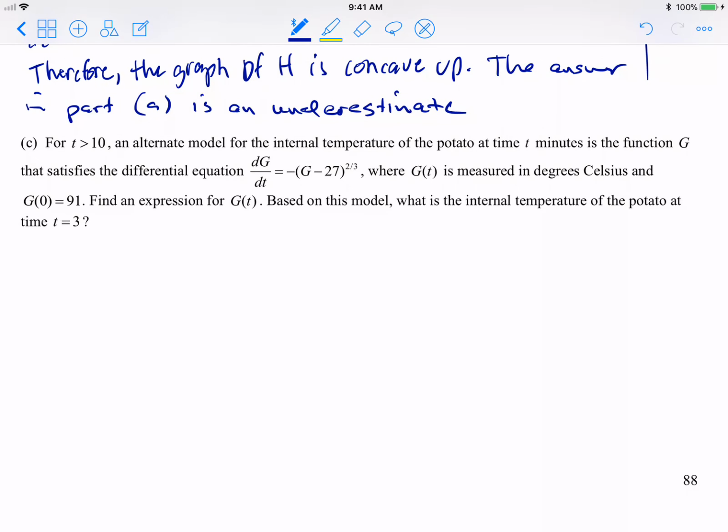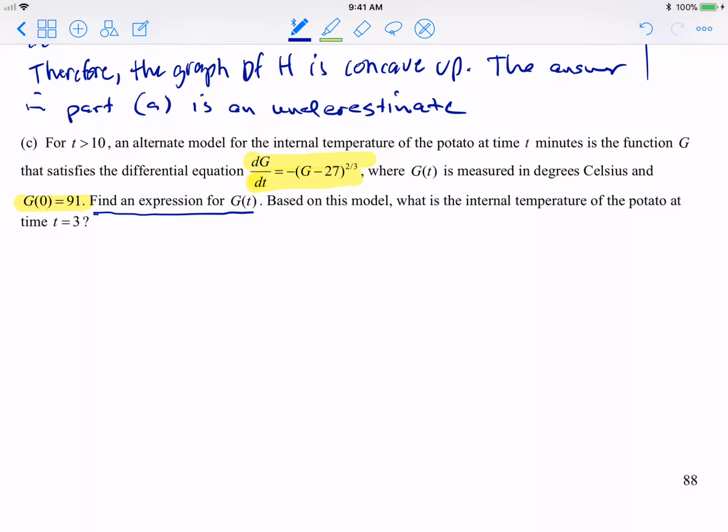Okay, part C says, for t greater than 10, an alternate model for the internal temperature of the potato is the function g that satisfies the differential equation dg/dt equals negative (g minus 27) to the 2/3, where g of t is measured in degrees Celsius and g of 0 is equal to 91, the same initial condition from before. It says to find an expression for g of t. So we need to solve the differential equation and get g of t equals. Okay, so that's what we're going to do.